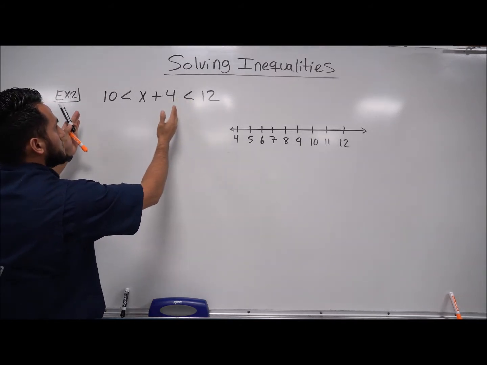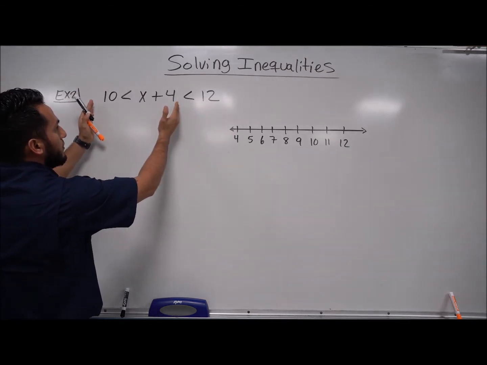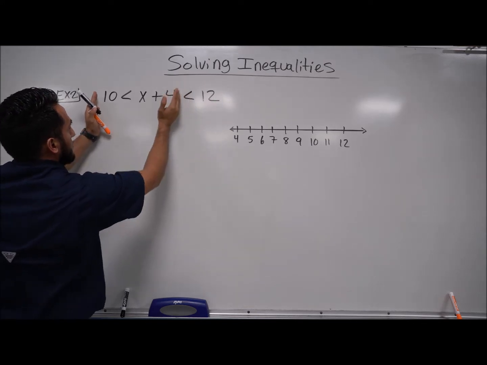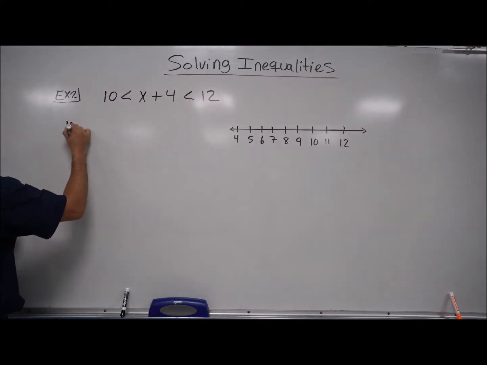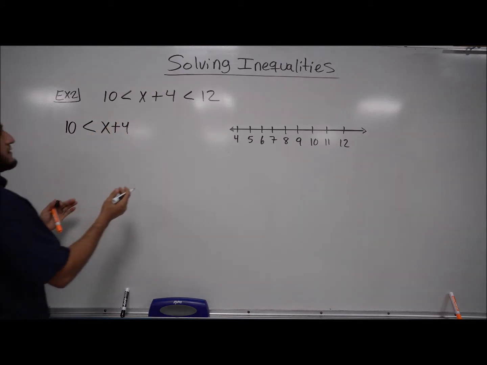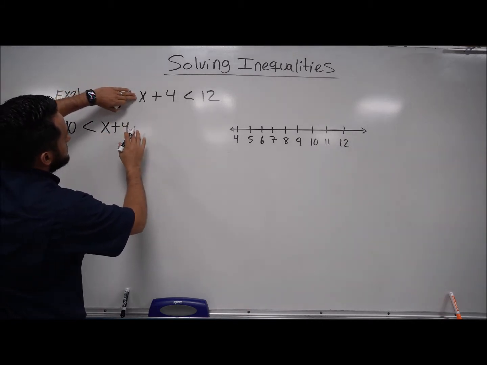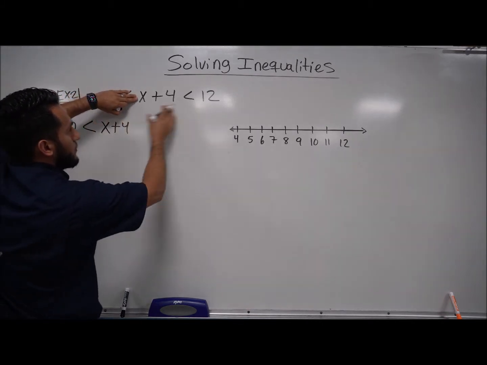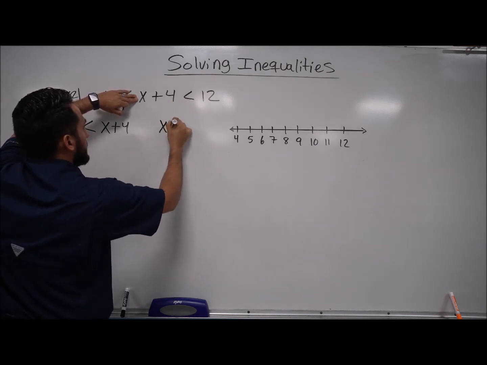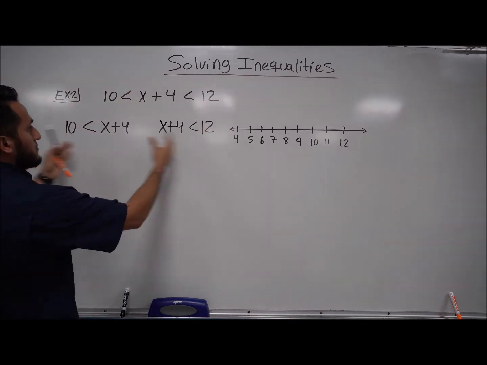And so what we're trying to do is break this compound inequality into 2 parts. So we're going to get this first piece, pretend like this piece is not here. We're going to separate it over here. We have 10 less than x plus 4. And then we're going to work this out on its own. And then on the other side, we're going to block this piece out, and we're going to work this problem out on its own as well. So I might have space right here. x plus 4 less than 12. Okay. So put them together, it becomes this.